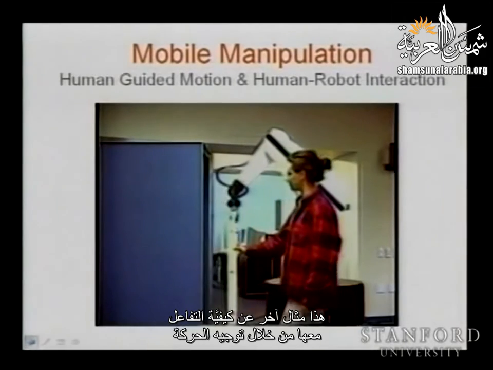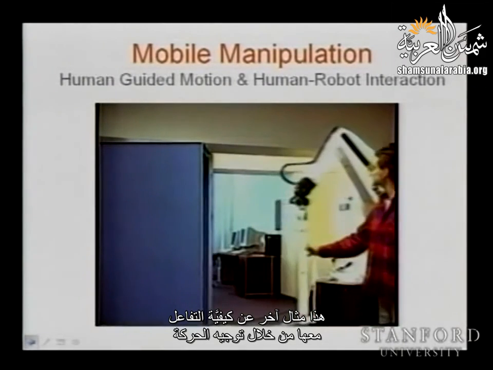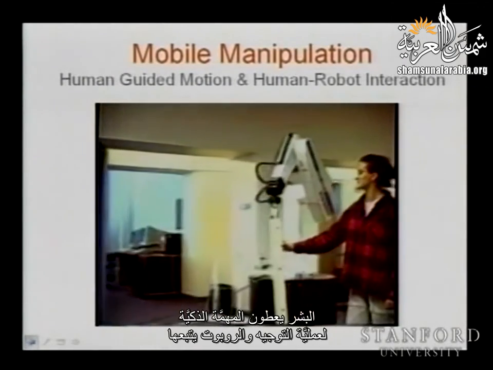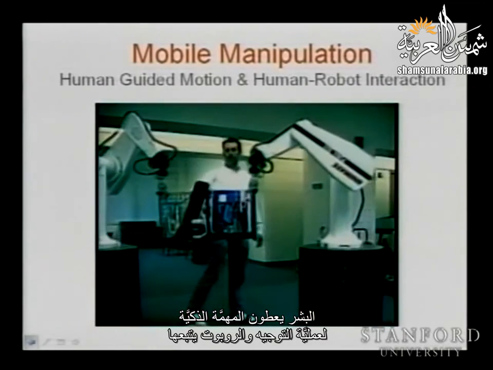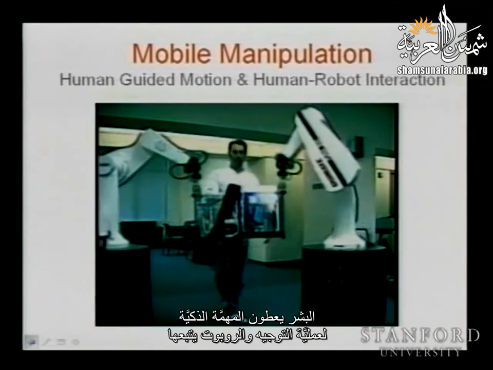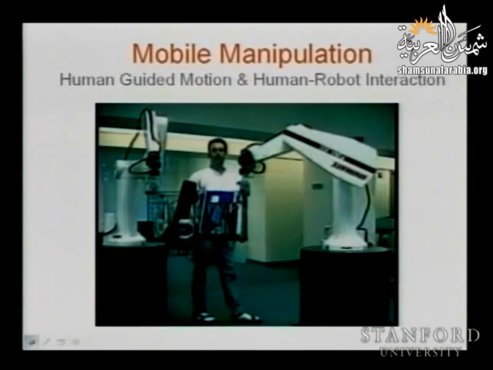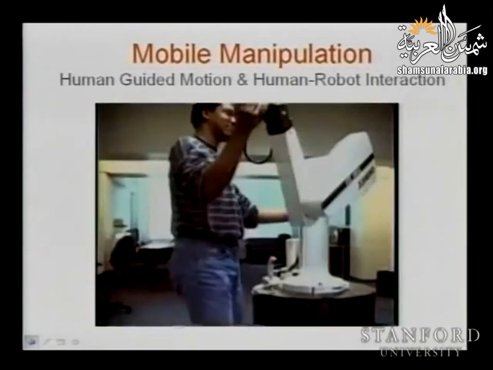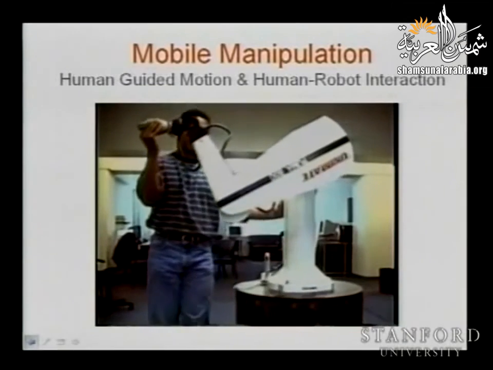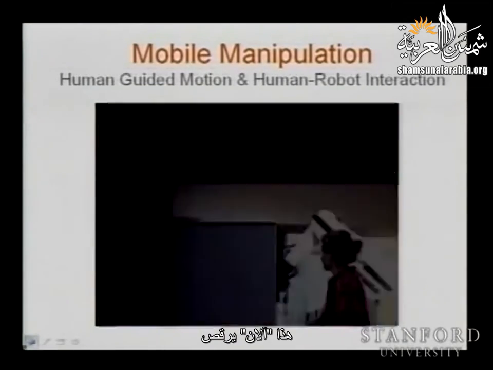Here is another example of how you can interact with them by guiding the motion. So the human is giving the intelligent task of the guidance, and the robot is following. And this is basically, and Alan is dancing.